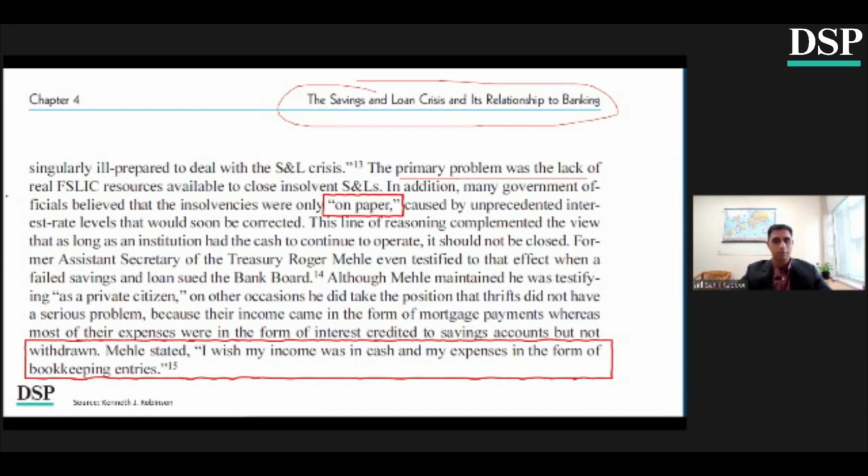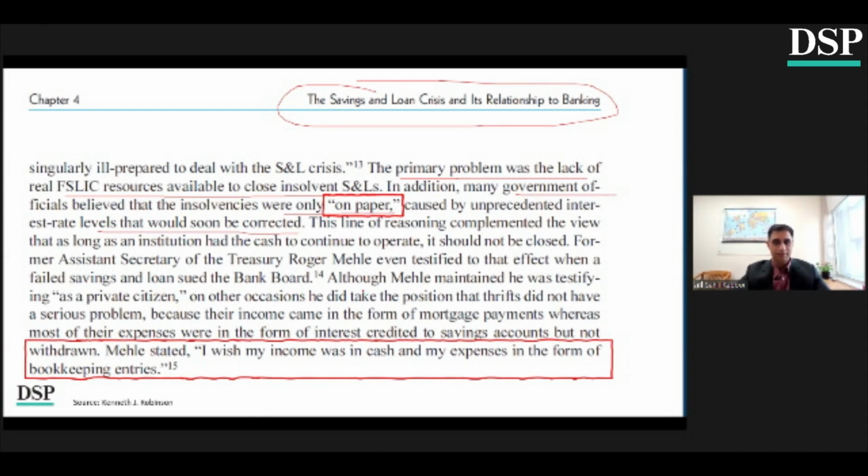The primary problem was the lack of real FSLIC resources available to close insolvent S&Ls. In addition, many government officials believed that insolvencies were only on paper, and they were caused by unprecedented interest rate levels that would soon be corrected. And these lines do sound like a lot of arguments that we hear today. And we'll talk about these numbers and why I'm telling you.